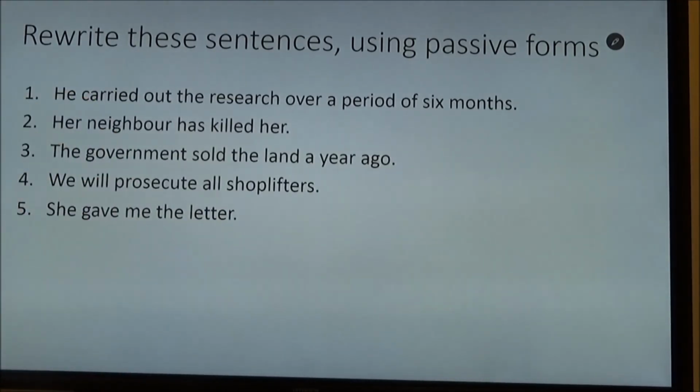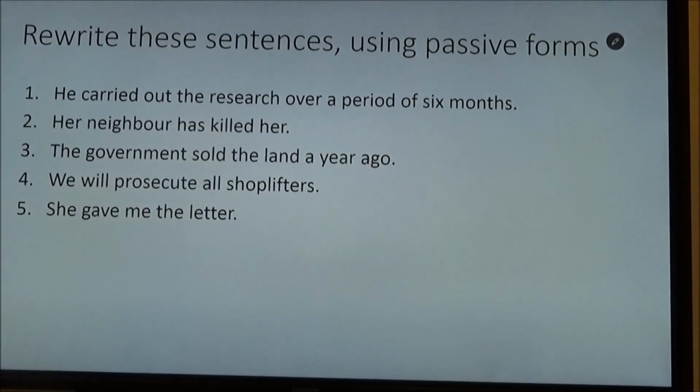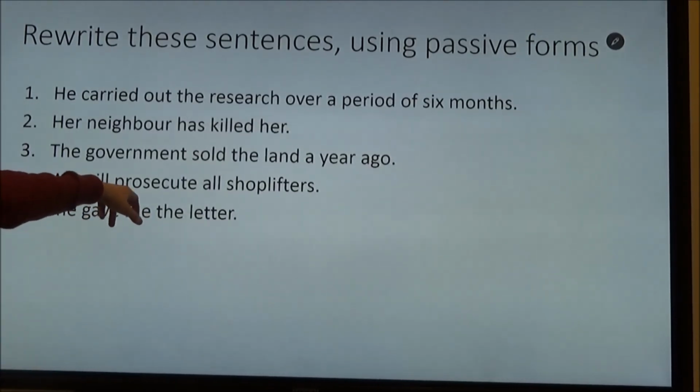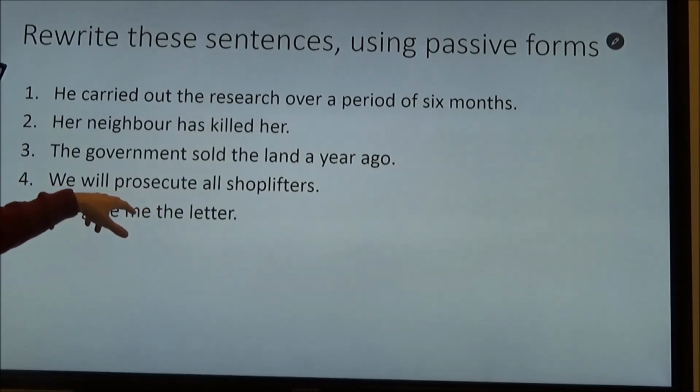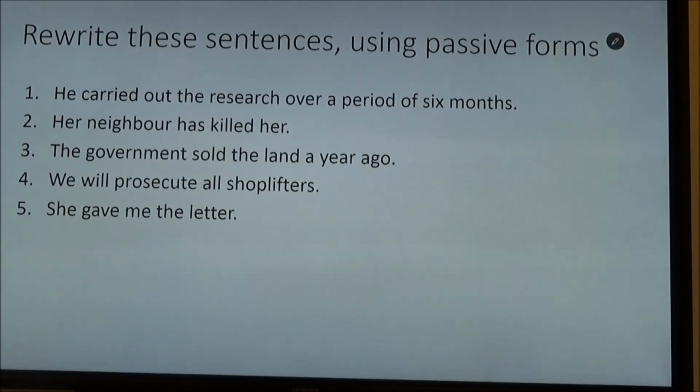And then the last one, she gave me the letter. I had "the letter was given to me" and "I was given the letter". Excellent. Very good. Yeah, there's two options here, of course. There's two objects, me and the letter. So you can start with "I was given the letter". And the letter is a direct object. You can also start with the letter. The letter was given to me.